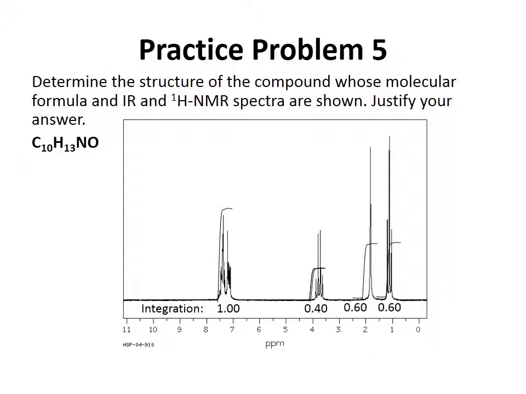Practice problem 5. Determine the structure of the compound whose molecular formula and IR and proton NMR spectra are shown. Justify your answer. By justify your answer, I mean explain how you know what you know. How do you know that you have a CH3 or a CH2 or a CH? How do you know that they're next to each other, that the CH3 is next to the CH2? I mean, that's what you need to prove.